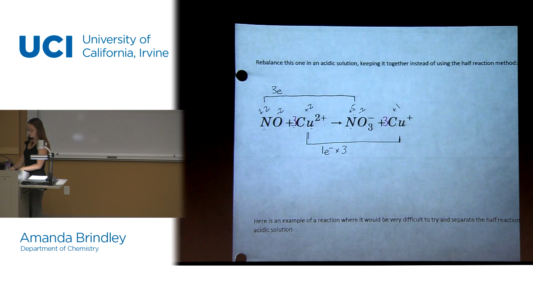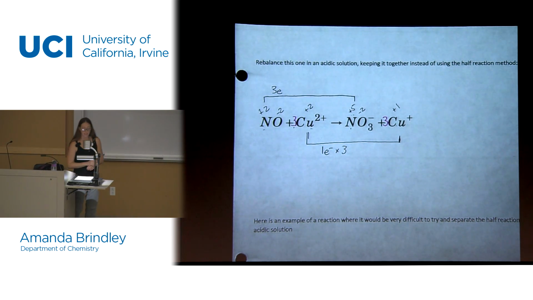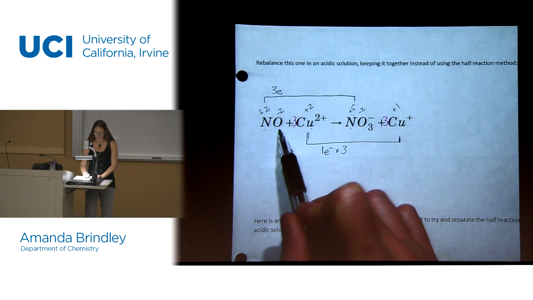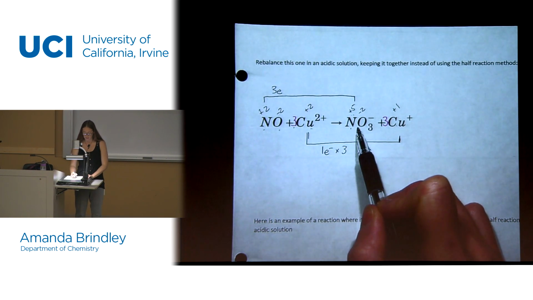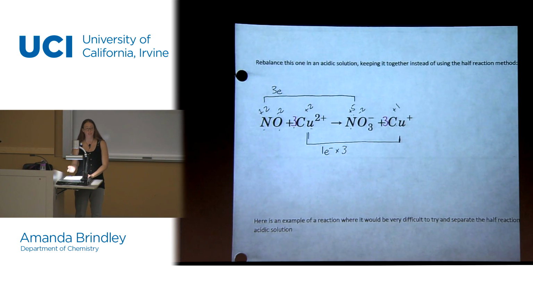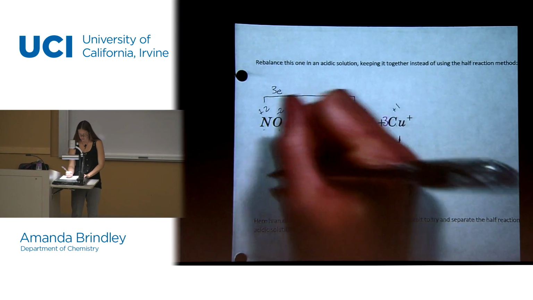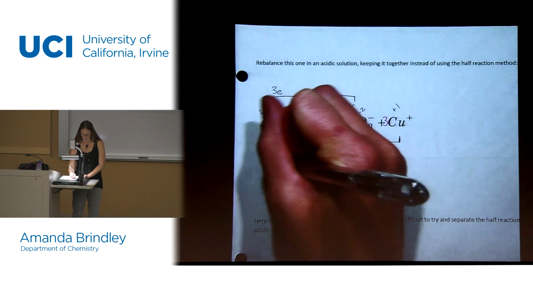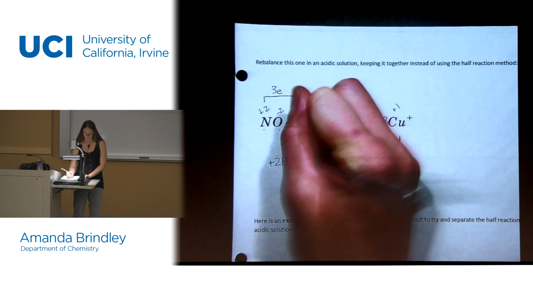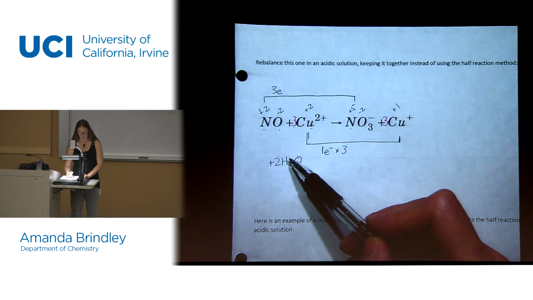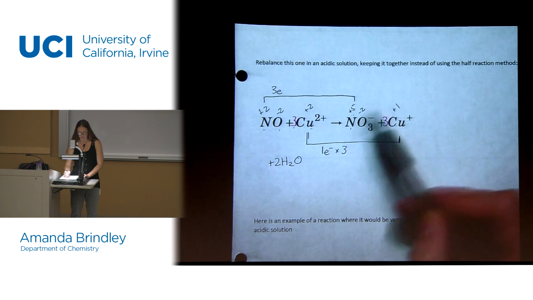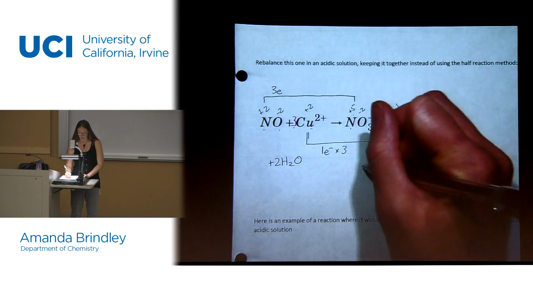Now we do everything the same as before, except that they're not split. How many oxygens do I have on this side? 1. And how many on this side? 3. So how many waters do I need to add? Plus 2 waters. How many hydrogens do I have on this side? 4. And how many on this side? 0. So how many do I need to add?